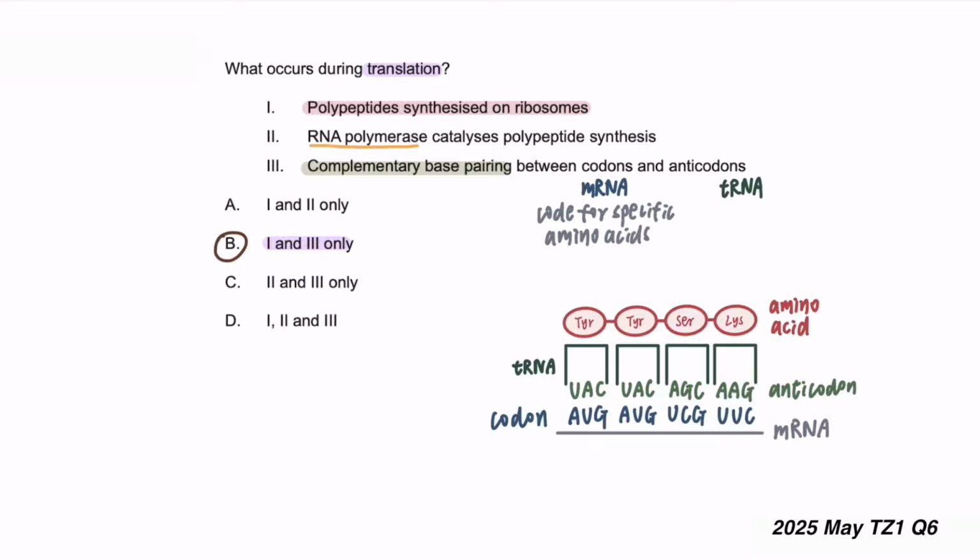RNA polymerase is the enzyme that transcribes DNA to form mRNA in transcription, which is the first step of protein synthesis.